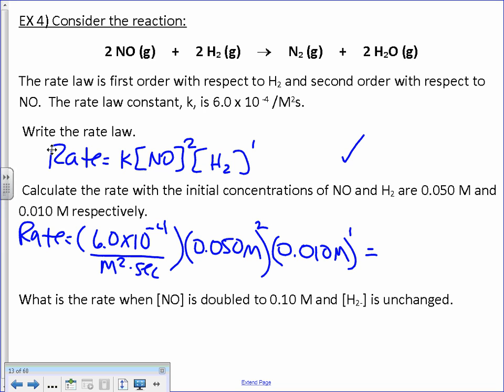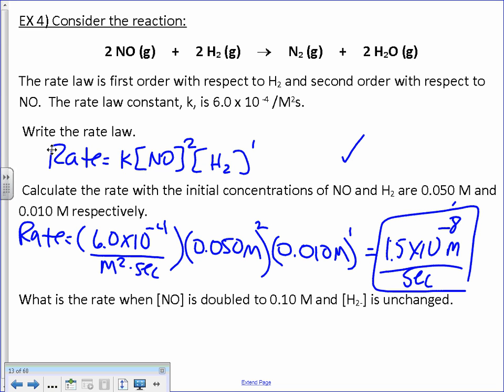One of the molarities, right? Because you'll see molarity squared will cancel with these molarity squared here, but one of the molarities will stay, which makes sense because rate should be molarity per second. What was y'all's answer? 1.5 times 10 to the -8. Okay, molarity per second. All right, so that's the rate of the reaction with those concentrations.